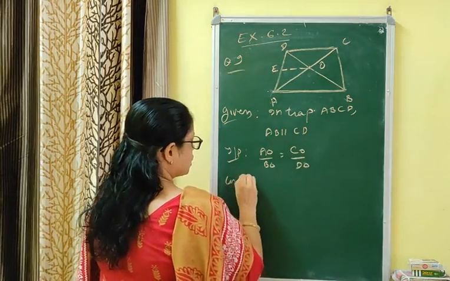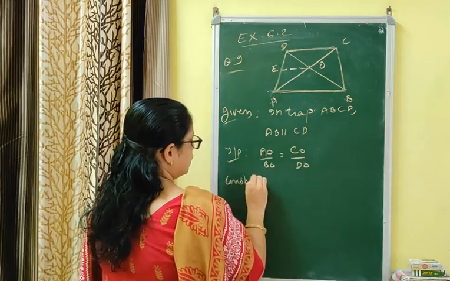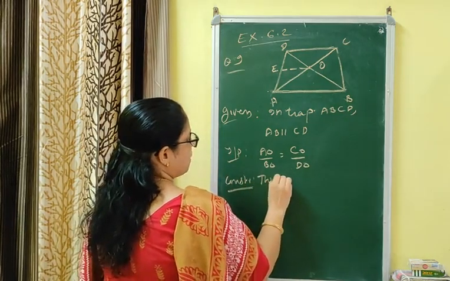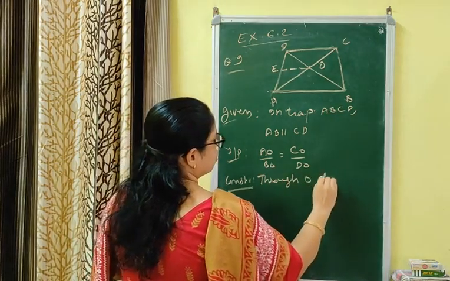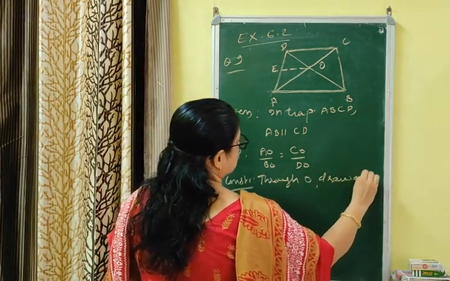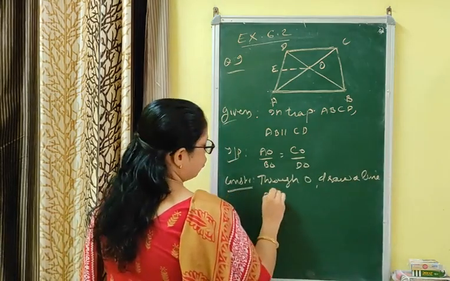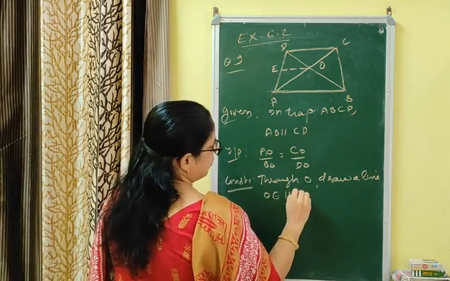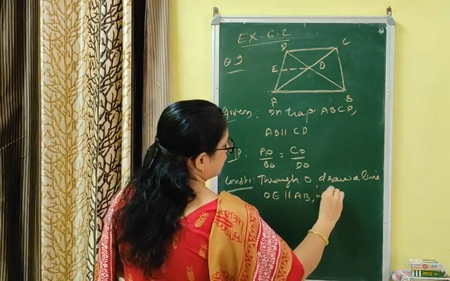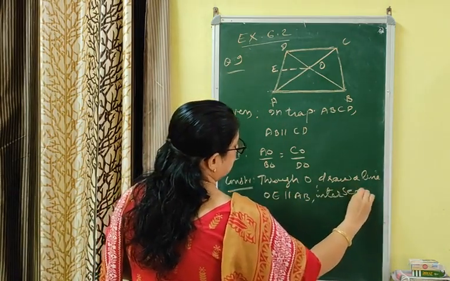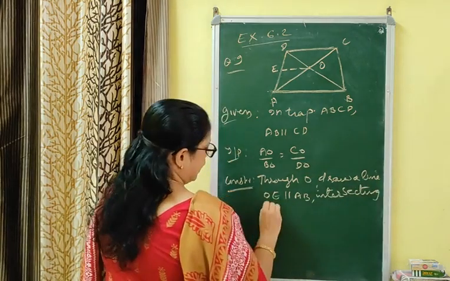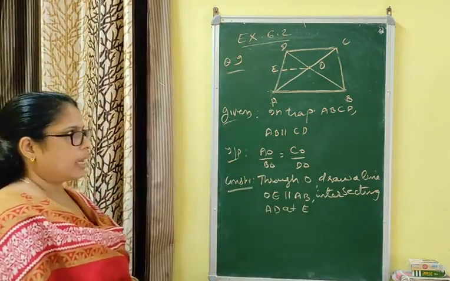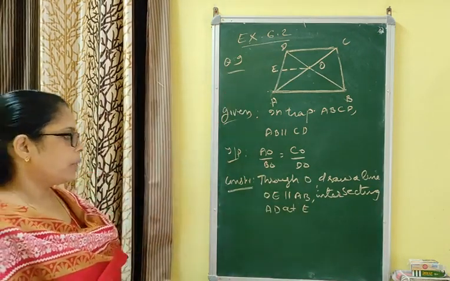Now what is the construction that is done? Construction: through O, draw a line OE, that is the line that we have mentioned by name OE. OE is parallel to AB, intersecting AD at E. हमने O से पैरेलल बनाया है AB का, वो AD को E पर इंटरसेक्ट कर रहा है.